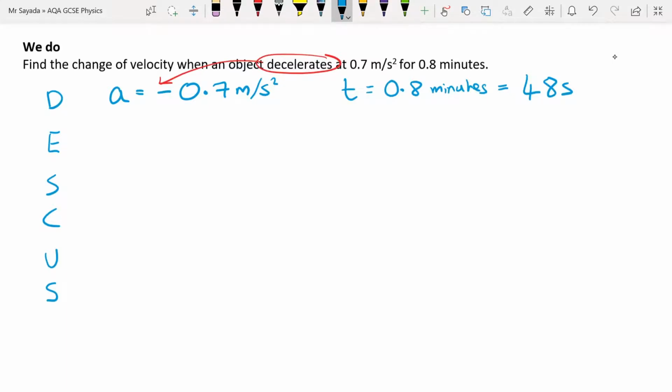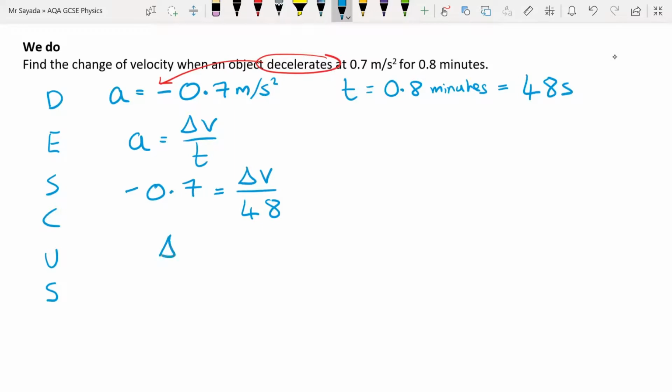Equation. And what is the equation for acceleration? You should have said acceleration is change in velocity over time. Let's do S now. What does S stand for? Substitution. So my acceleration is negative 0.7. Change in velocity, I leave how it is. And what's the time here? Time is 48 seconds.